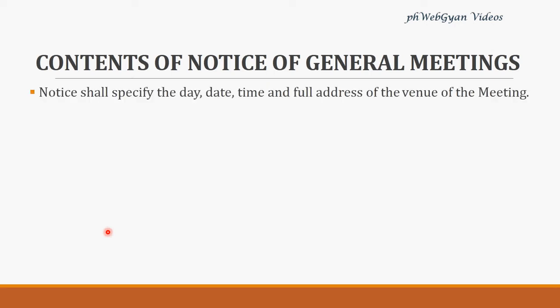So firstly, it is specified that notice shall specify the day, date, time, and full address of the venue of the meeting. Now, regarding AGM and EGM, I have already discussed in my previous videos, so I'll not be going into detail of it. Just for a brief understanding, AGM is called once in a year. Okay, and in AGM there are four businesses that are called ordinary businesses, which are dealt only in AGMs. And apart from those four businesses, all other businesses are special businesses.